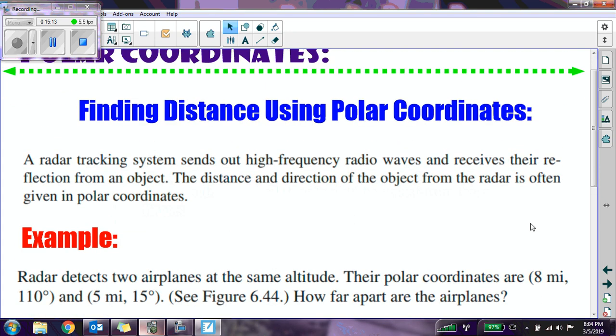Right, so I also wanted to show you an application of using these polar coordinates and how it's used in the real world. The main reason for this is dealing with radar. Like in, say, submarines or in airplanes, they're able to use radar to determine how far certain planes are from each other or how far certain ships are from each other.